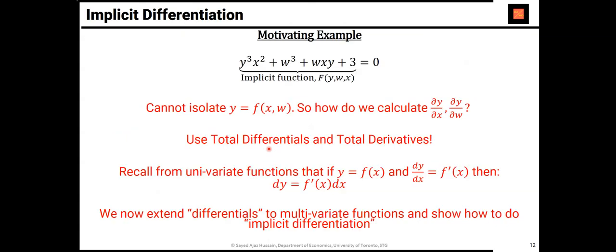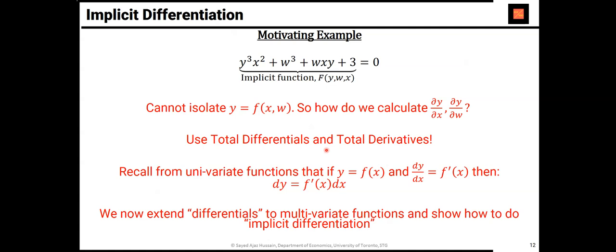What about implicit differentiation? Here's a nasty looking animal, right? And somebody says, listen, I want you to find out dy dx and dy dw, ceteris paribus. To compute this, you have to use something called total differentials and total derivatives. And total differentials are the multivariate cousin of what you saw earlier in univariate functions as derivatives.